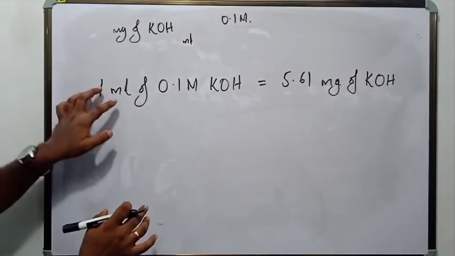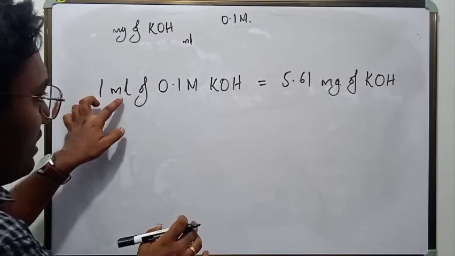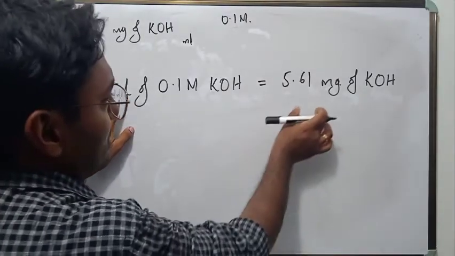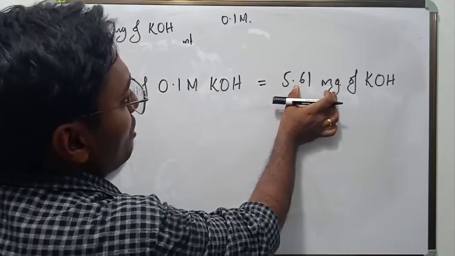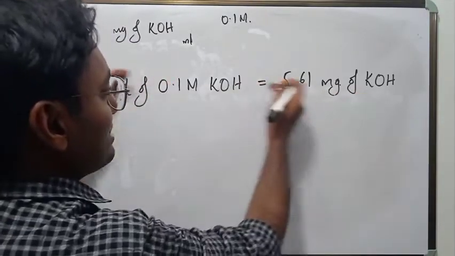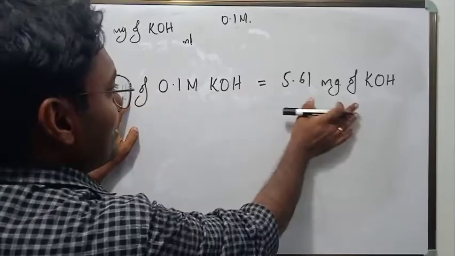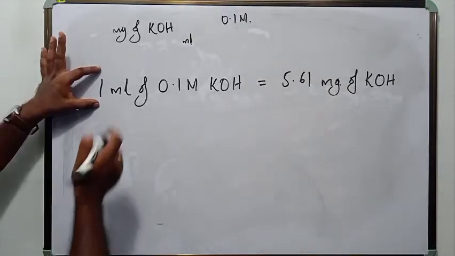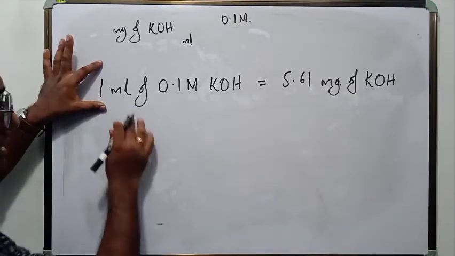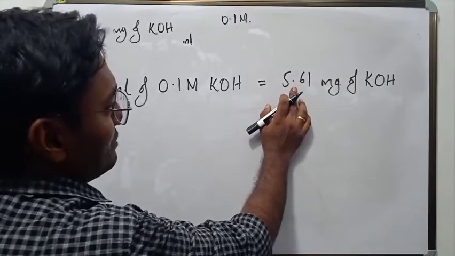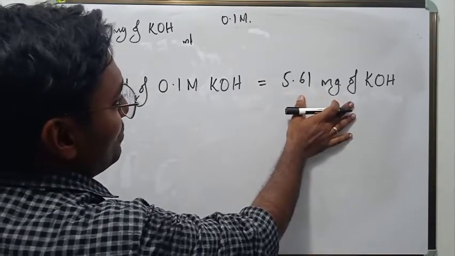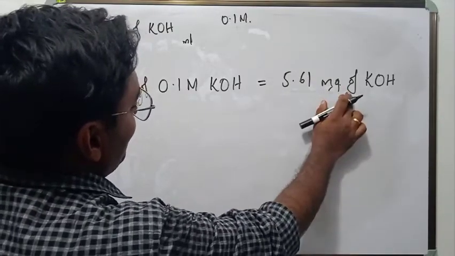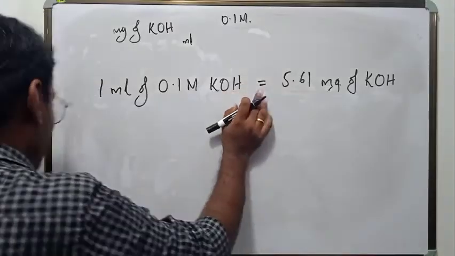Okay, if from my burette 1 ml has fallen into the conical flask, that means that 1 ml is equal to 5.61 mg of KOH. So that is the concentration equivalency of ml with mg. I hope you understand this. If 1 ml from my burette has fallen into that conical flask, that means what has fallen? 5.61 mg of KOH has fallen. The rest is water. So please note it down. This is a very important thing.